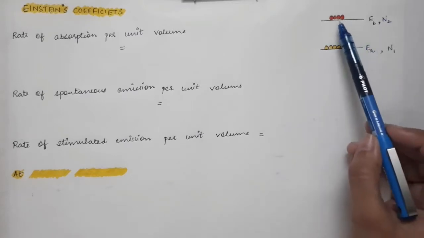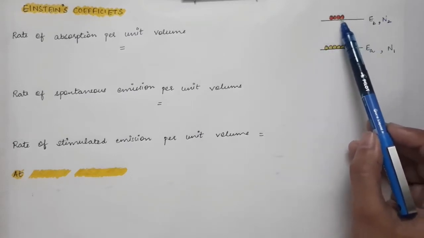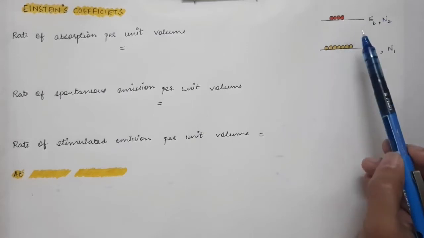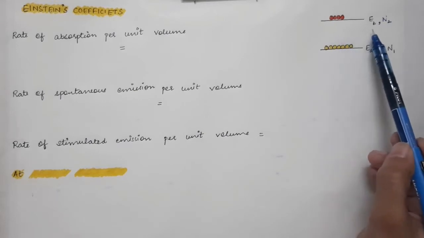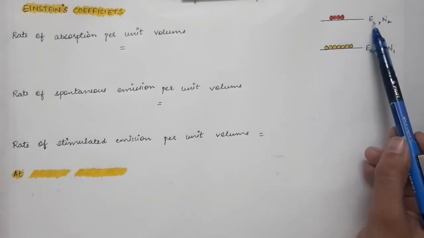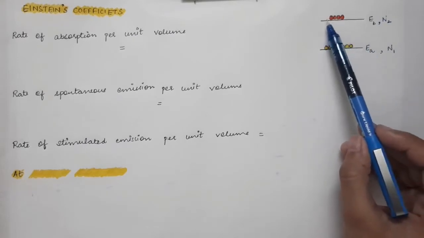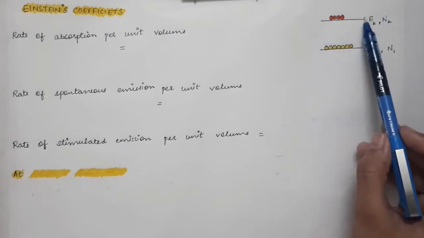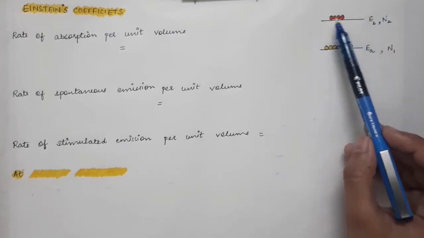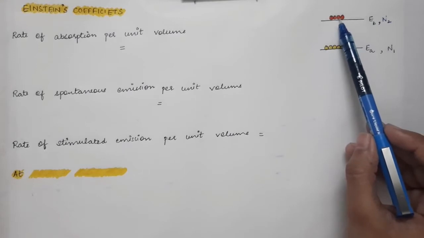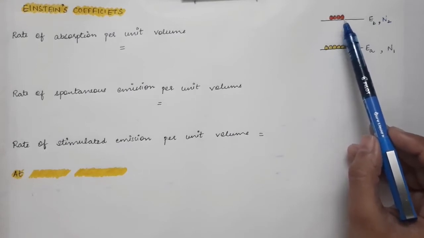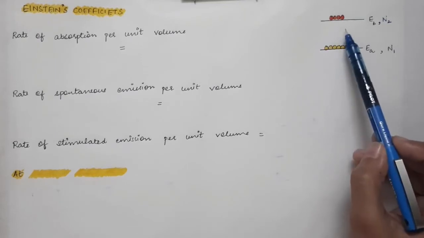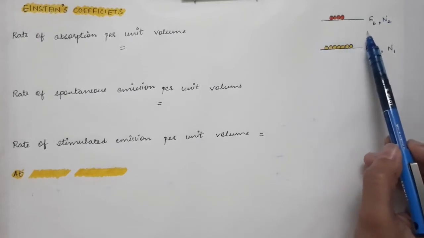The second possibility is that these atoms in the upper level spontaneously, or you can say naturally, go to the ground state and emit a photon whose energy is equal to EB minus EA. This excited state has some lifetime, and up to that time the excited atoms can stay in this level. After that, the atoms go to the ground state by the emission of a photon.